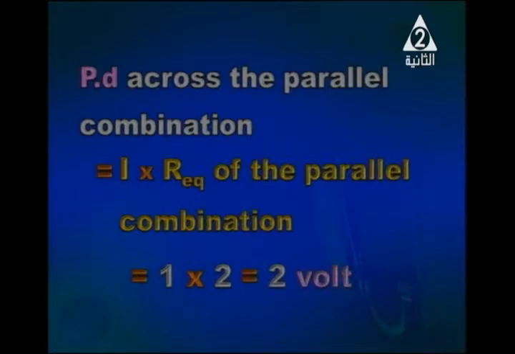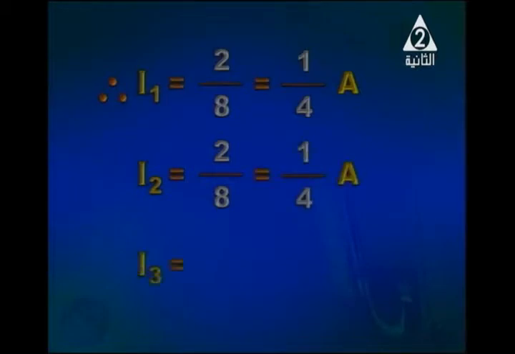Now it's all easy to calculate the current through each resistor. So I1 is equal to the voltage over the value of the resistance, 2 over 8, which is 1 over 4. The same for the other 8 ohm resistor, 2 over 8, it is 1 over 4. And 2 over 4, it is half ampere. Okay, another problem.